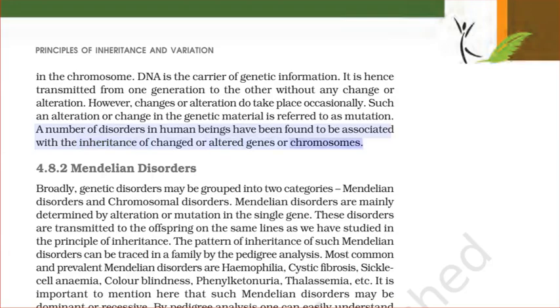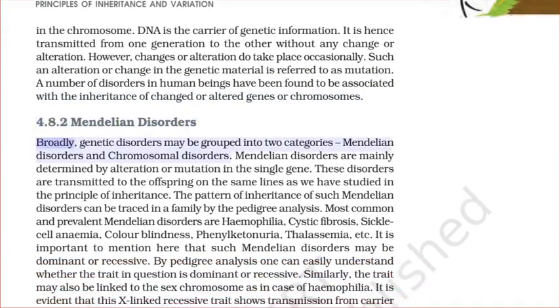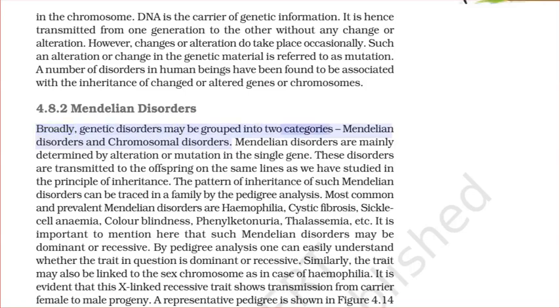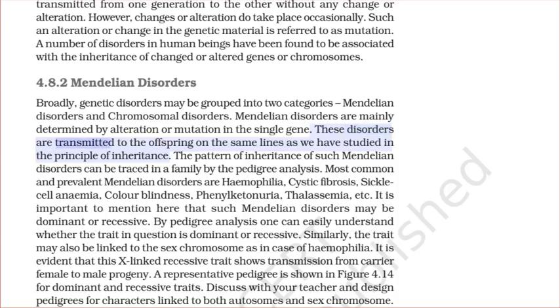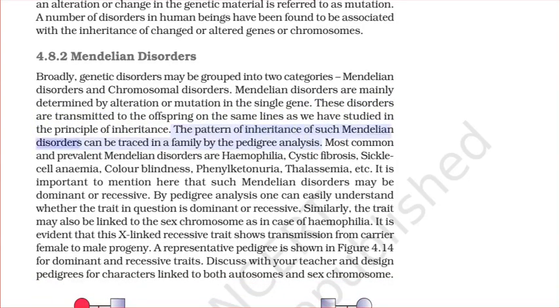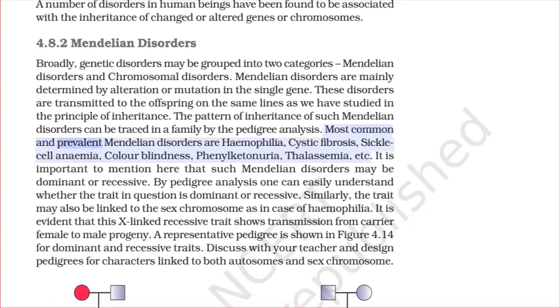Mendelian disorders. Broadly, genetic disorders may be grouped into two categories: Mendelian disorders and chromosomal disorders. Mendelian disorders are mainly determined by alteration or mutation in a single gene. These disorders are transmitted to the offspring on the same lines as we have studied in the principles of inheritance. The pattern of inheritance of such Mendelian disorders can be traced in a family by the pedigree analysis. Most common and prevalent Mendelian disorders are hemophilia, cystic fibrosis, sickle cell anemia, color blindness, phenylketonuria, thalassemia, etc.